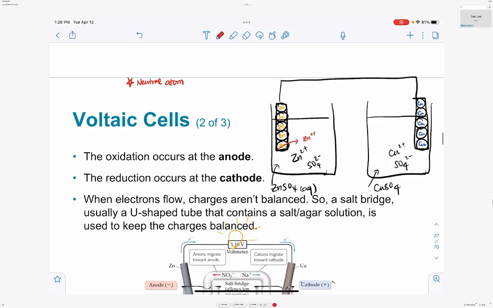So neutral atoms make up solid metal. But metal ions in ionic form will dissolve in water.